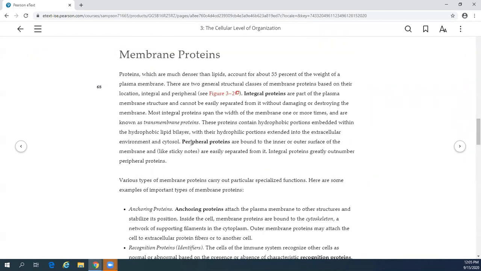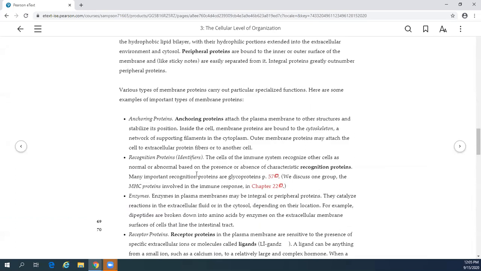All right, so here this describes your integral proteins, and your peripheral proteins are bound on the inner and outer surface. So it's peripheral to the membrane, which can be on the inside or the outside. It describes anchoring proteins, anchoring cells together, and the cytoskeleton together. Recognition proteins, these are cell identity markers. This is part of MHC2 proteins. MHC is called major histocompatibility proteins, and these are what give us our immune system to fight off things that are not us.